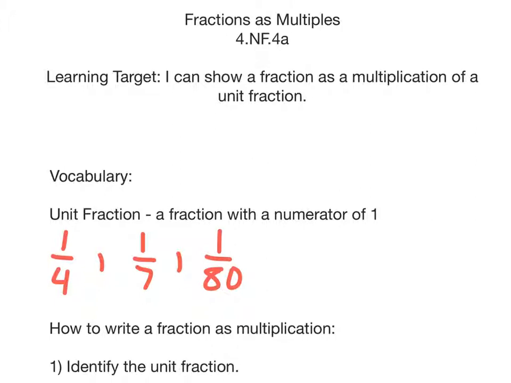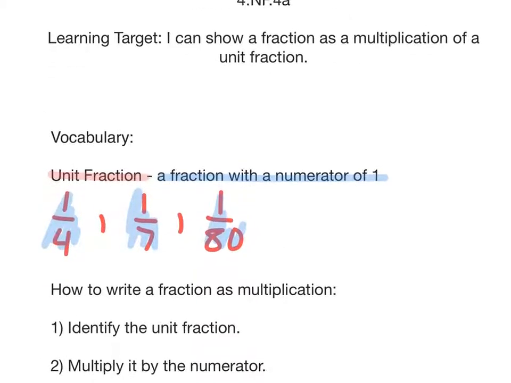Okay, anyway, vocabulary. Unit fraction. That is the only vocabulary word that you need to put down, but put it down and give examples. So examples of a unit fraction: 1/4, 1/7, 1/80th. A unit fraction is a fraction with a numerator of 1. It's 1 of anything. 1/1,000,000th. Okay, that's what a unit fraction is. You're going to need to know that in order to understand the next steps.